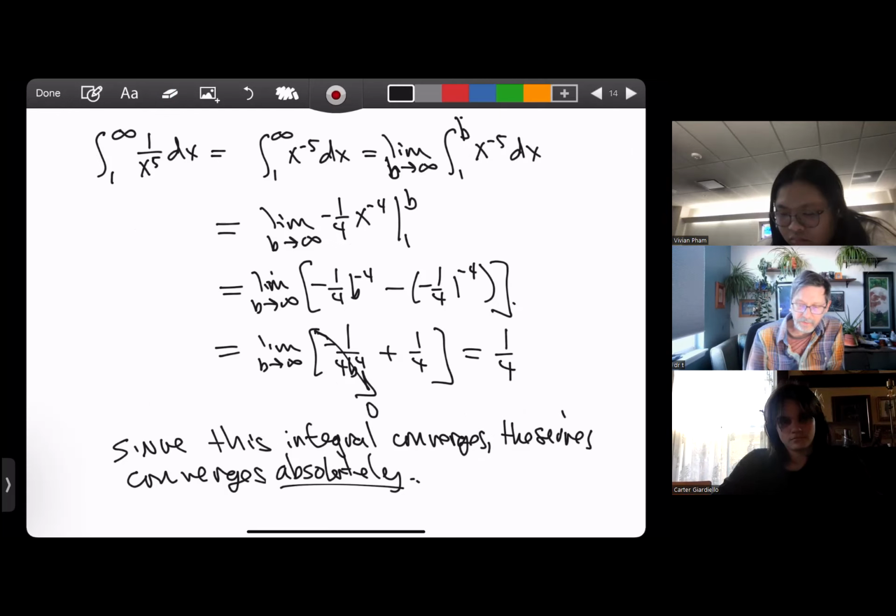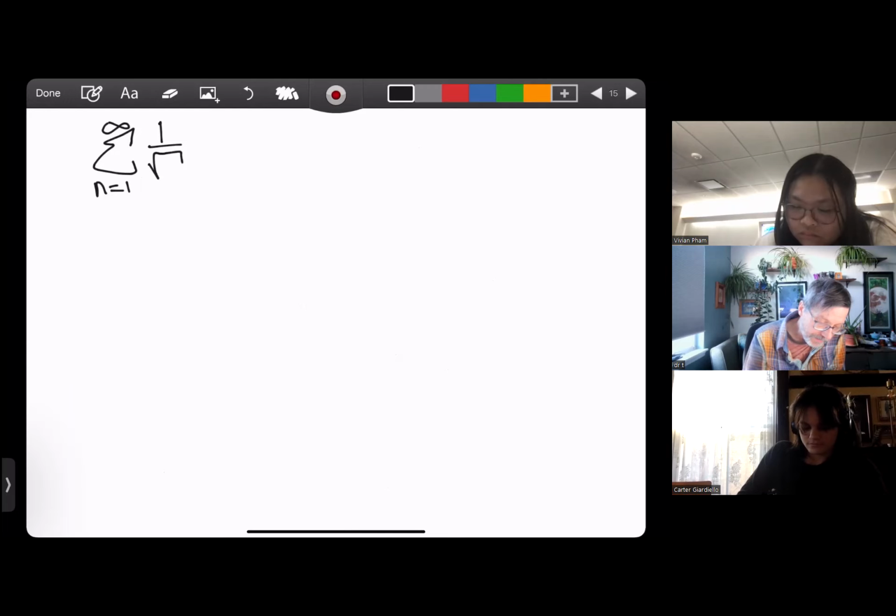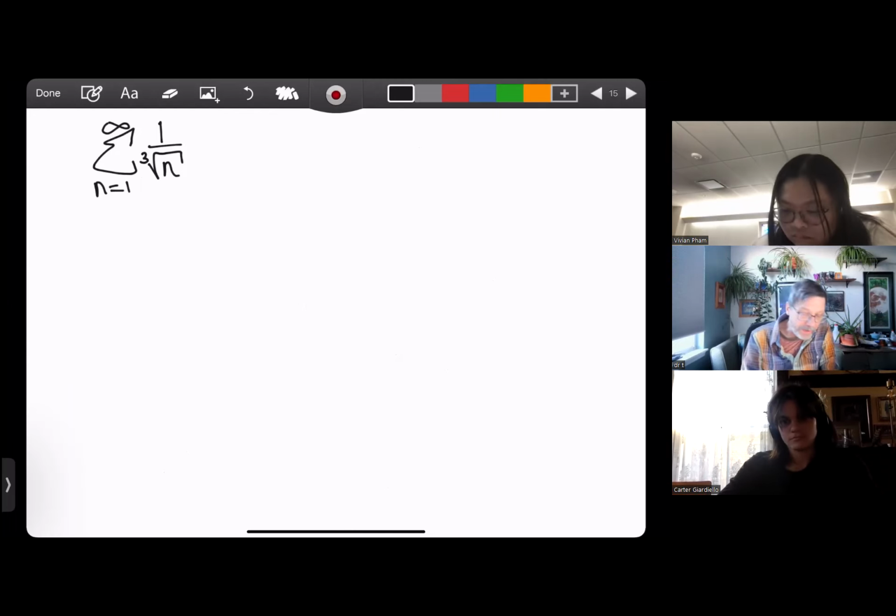All right, so how about another one? Let's try this one. What about this series? And this is going to be the cube root of n. Just use the integral test on that and see what you think. You can tell by the p-series what it's going to do if you recognize the p-series, but let's just practice the integral test.